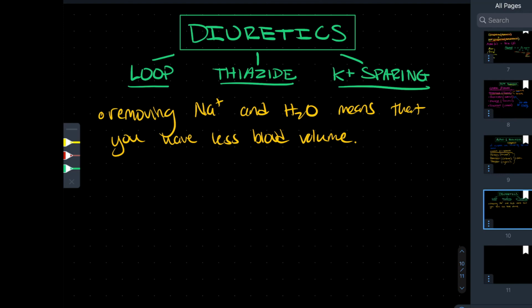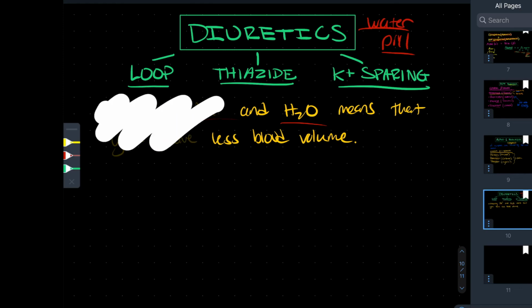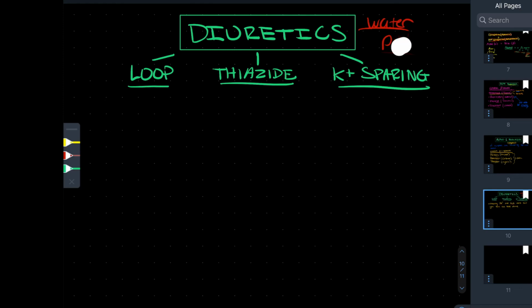So diuretics. That's why. Since it's all about sodium and water, diuretics are often called the water pill. In fact, most of the time, that's what your patients are going to call it. So I would never say to a patient, "Oh, do you take any diuretics?" I say, "Do you take any water pill?" It's a good patient interaction little pearl there.